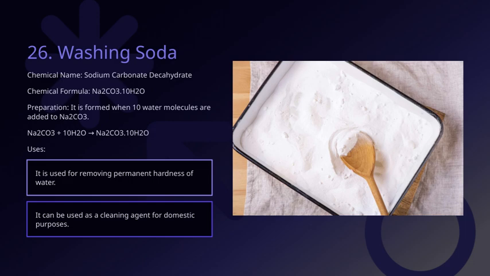Now let's look at how it's prepared. The key reaction is Na2CO3 combining with water molecules. When 10 water molecules are added to sodium carbonate, it forms this hydrated compound, which we call sodium carbonate decahydrate. Its chemical formula is Na2CO3·10H2O. This formation is significant because the decahydrate form is more stable and easier to handle in various applications. So, whether you're cleaning or treating water, washing soda plays a vital role due to its chemical properties and ease of use.